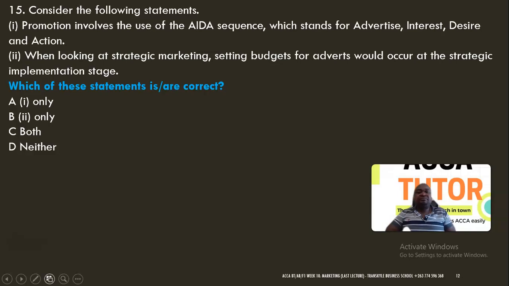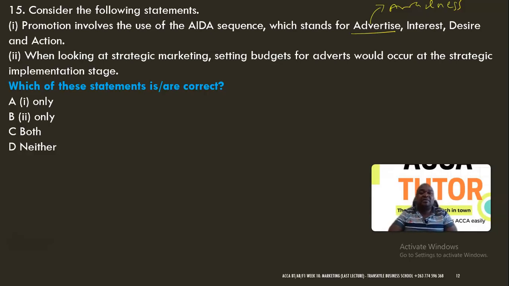Consider the following statements. One: promotion involves the use of the AIDA sequence, which stands for advertise, interest, desire, and action. Did we talk of advertise? Who can still remember? Obviously, we talked of awareness. Yes, the process of making customers aware could involve advertising, but it doesn't mean that you should put advertise, because they can be made aware through community outreach programs, community awareness campaigns and so forth. That's not advertising, we are just making the community aware of our product. So advertise is not the good word there.